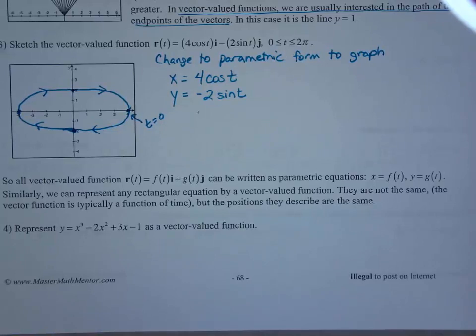I cannot imagine them on the AP exam giving you a question like this without a calculator. I just can't. Any questions on that?